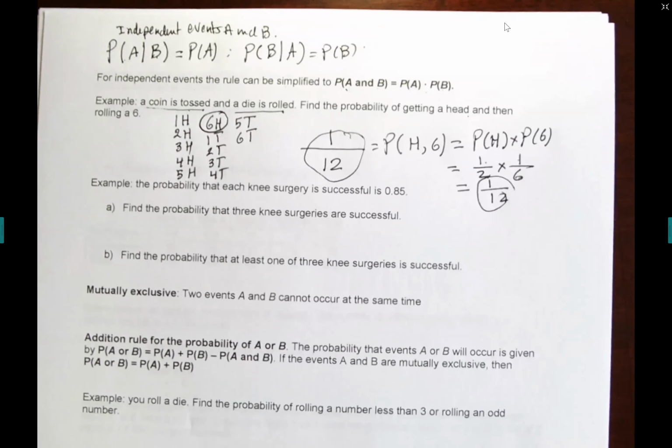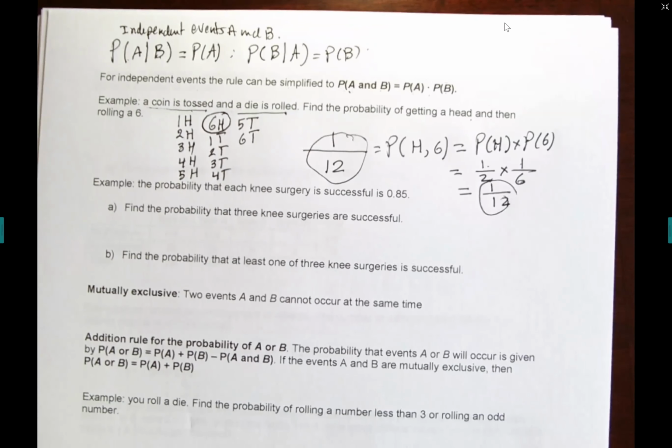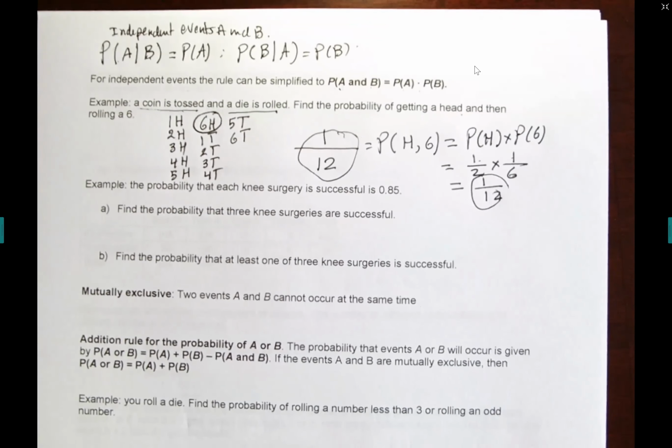We're gonna do the last example on this, and then we will stop there. So there's one more example and we'll be done for today. Example. The probability that a knee surgery is successful is 0.85. So that's the chance of success of the knee surgery. Here's the first question, guys. What is the probability that 3 knee surgeries by 3 different patients are successful?